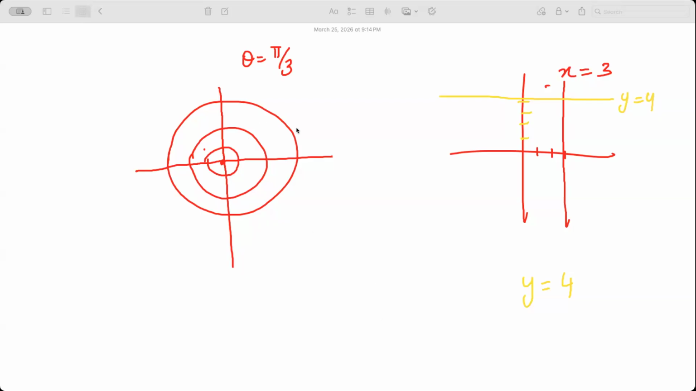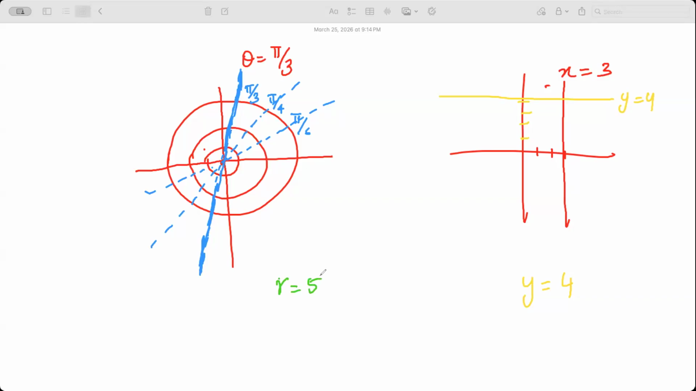Theta is equal to pi by 3. How will the graph be? Guys, you're going to guess. What sort of a graph is it going to be? Irrespective of the r value, your theta is always going to be pi by 3. So what is that graph? It's going to be a line graph.